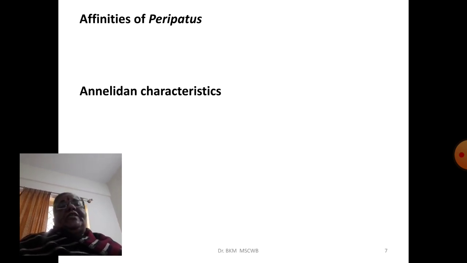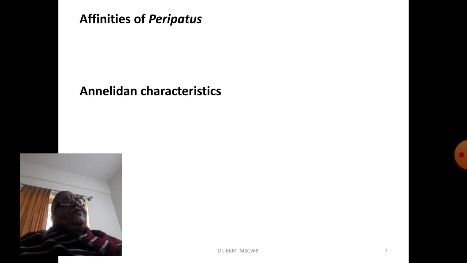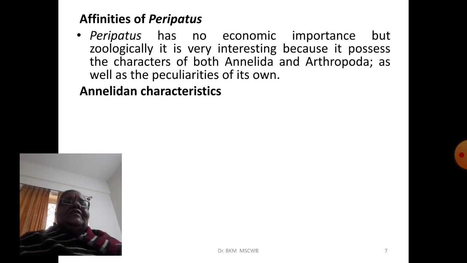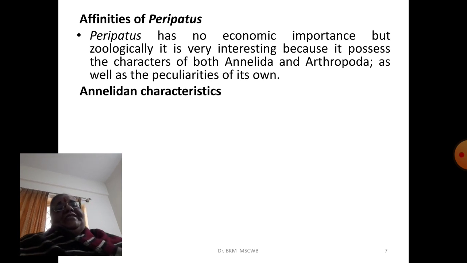Okay. After having learnt the unique features, now we should discuss about the affinities of this genus. Affinities, as I was telling you: what are its resemblances with annelids, what are its resemblances with arthropods, and what are its resemblances with the slugs or molluscans, and where exactly you are going to keep this genus in the taxonomic ladder. This is our job now. Now this Peripatus, as I was telling you, doesn't have any economic importance, but is very interesting because it shares the characters of Annelida and arthropoda apart from its own peculiarities.